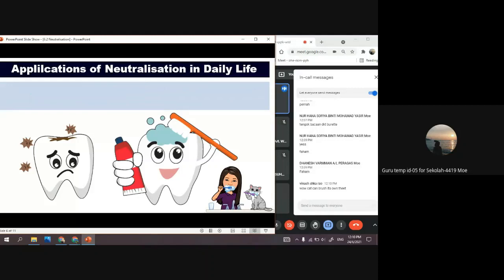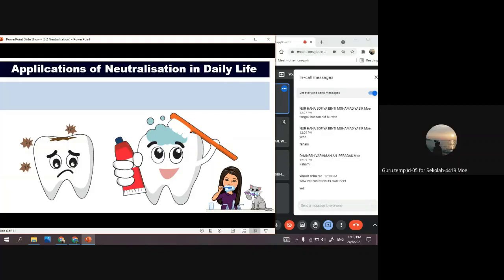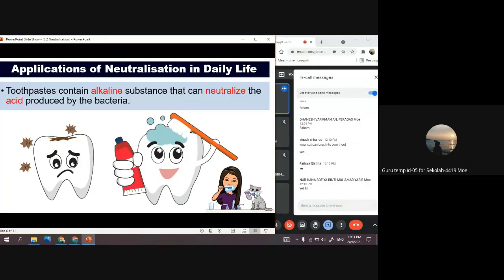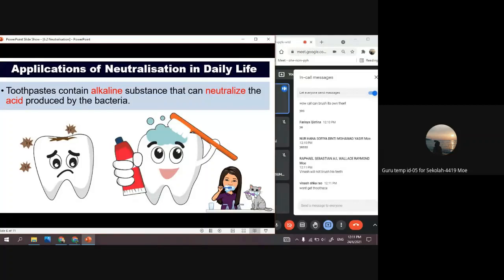Okay, so do you brush your teeth every night and every morning? Yes. Yeah, I hope you do. Okay, why do we need to brush our teeth with toothpaste? Because toothpaste contain alkaline substance. So you need to brush your teeth, okay? Morning and night. Bukan morning je, night pun kena, okay? Alright, so toothpaste contain alkaline substance that can neutralize the acid produced by the bacteria.